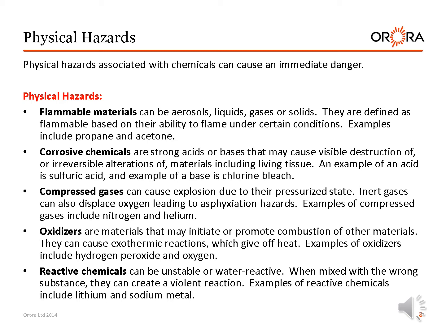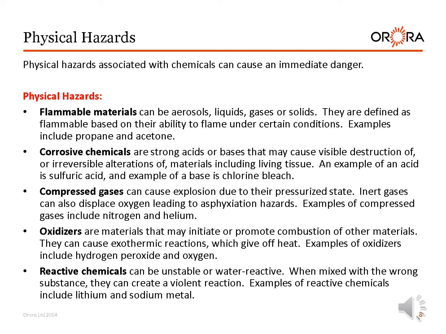Physical hazards. Flammable materials can be aerosols, liquids, gases, or solids. They are defined as flammable based on their ability to flame under certain conditions. Examples include propane and acetone. Corrosive chemicals are strong acids or bases that may cause visible destruction of, or irreversible alterations of, materials including living tissue. An example of an acid is sulfuric acid, and an example of a base is chlorine bleach.